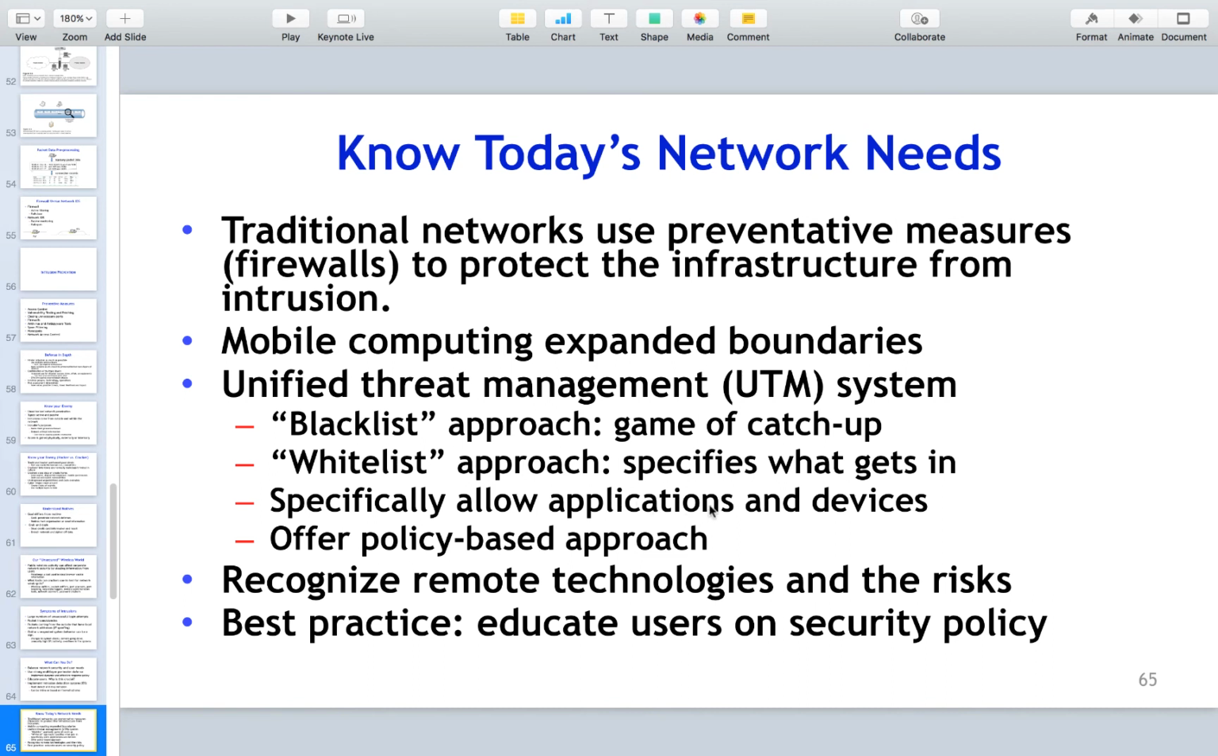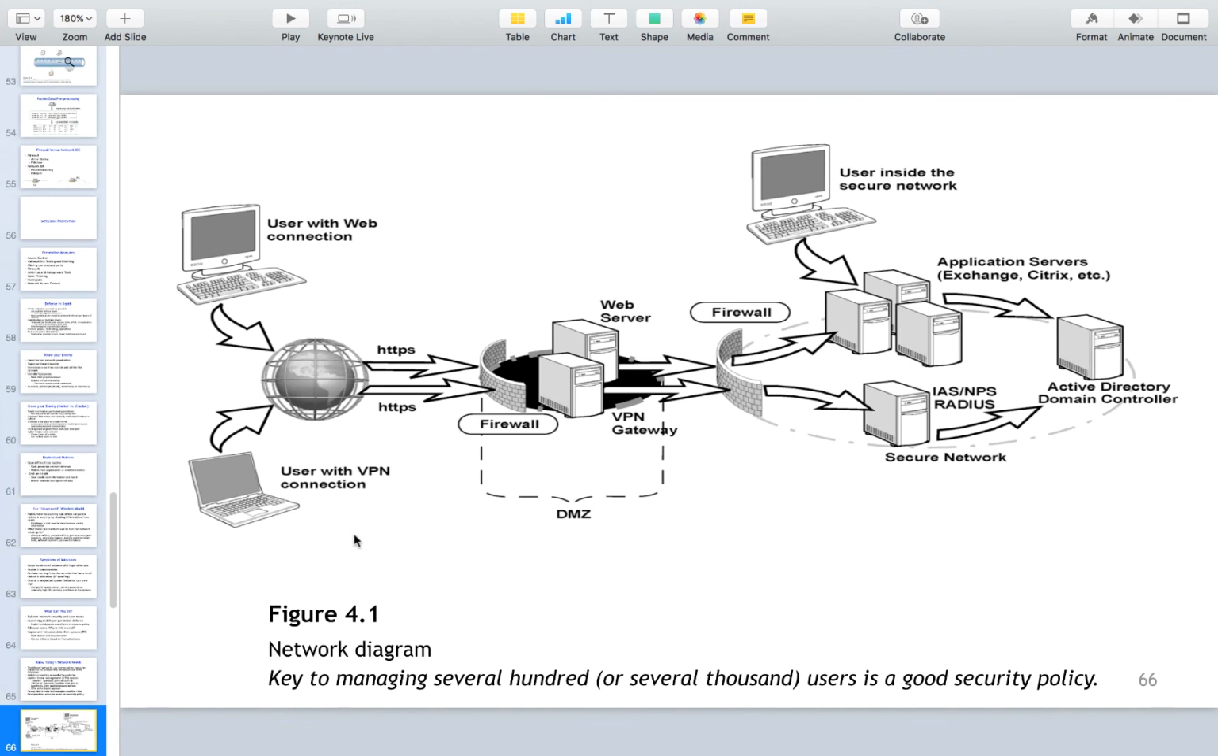Specifically allow only certain applications and devices, and everything else, you don't let through. You block everything and only whitelist certain applications and certain devices, and educate your users on your security policies.